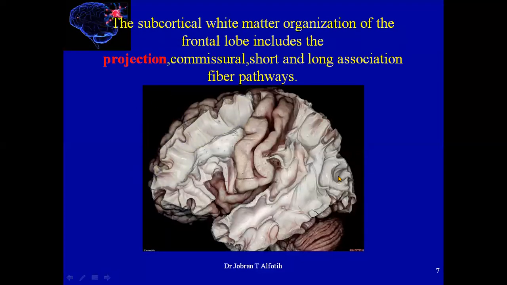In the subcortical white matter organization of the frontal lobe, we have projection fibers, commissural fibers, and association fibers, which differ into short and long pathways. We see here these projection fibers, called the corona radiata, and here also these small fibers called U fibers, which are a type of association fibers.